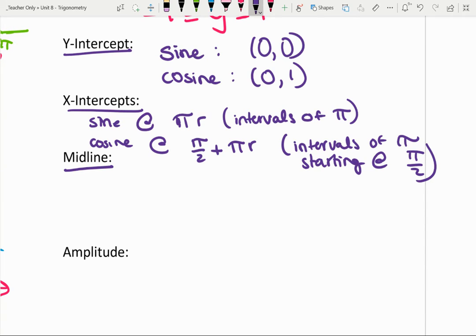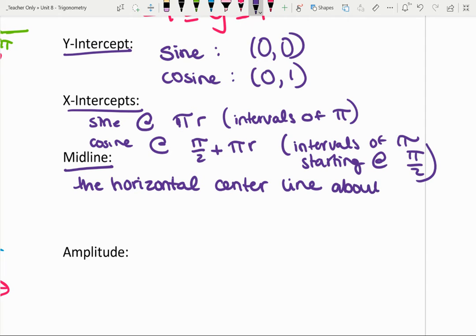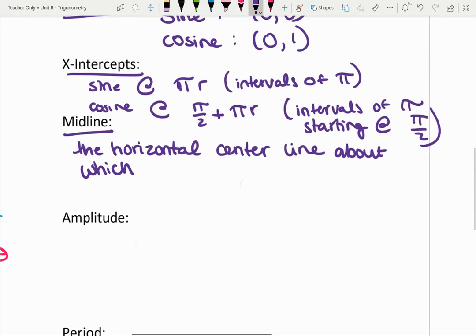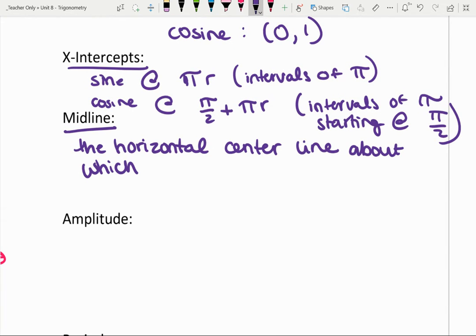So our midline. Midline is defined as the horizontal line, let me add to that, the horizontal center line about which the function oscillates above and below.